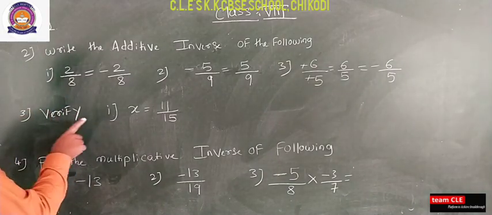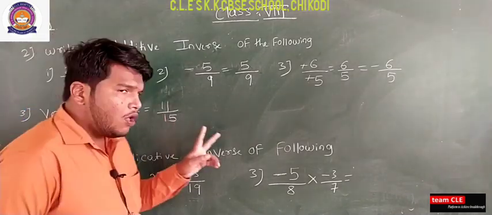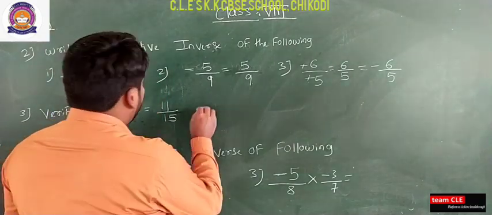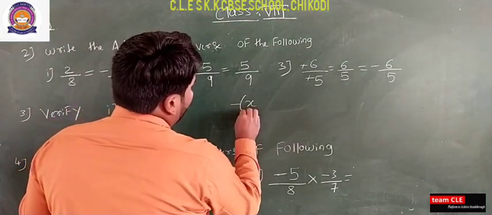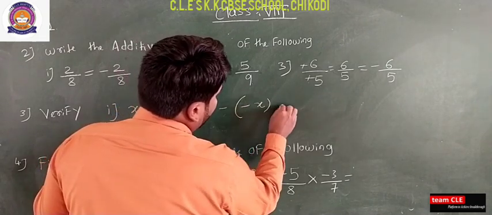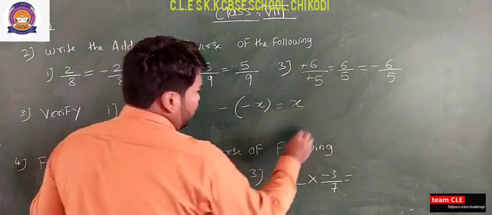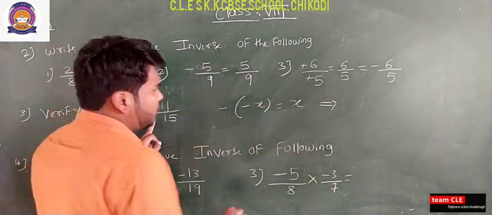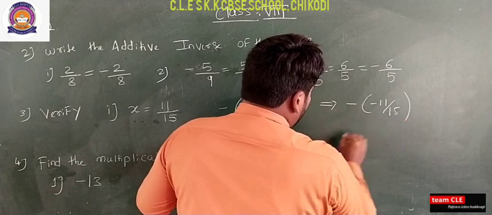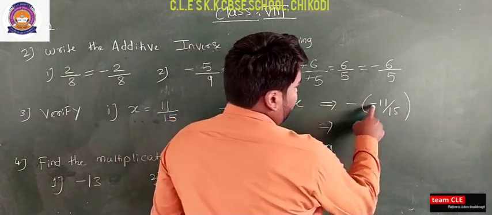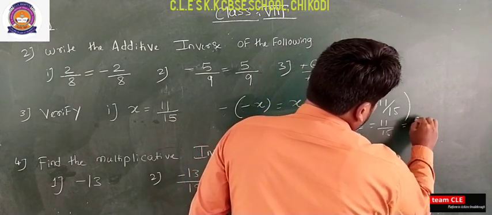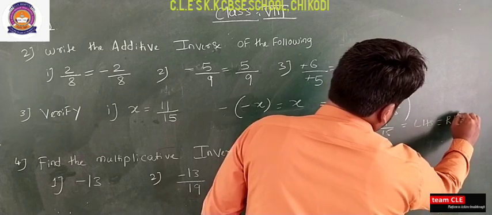Second one, that is the third question, I will solve one example. There are 2 examples, one you have to solve by yourself, and one example I am solving. See here, it is verify: minus of minus x equals x. Just put it in this equation. So minus of minus 11 by 15, minus into minus is plus, that is 11 by 15, which is equal to 11 by 15, so LHS is equal to RHS.